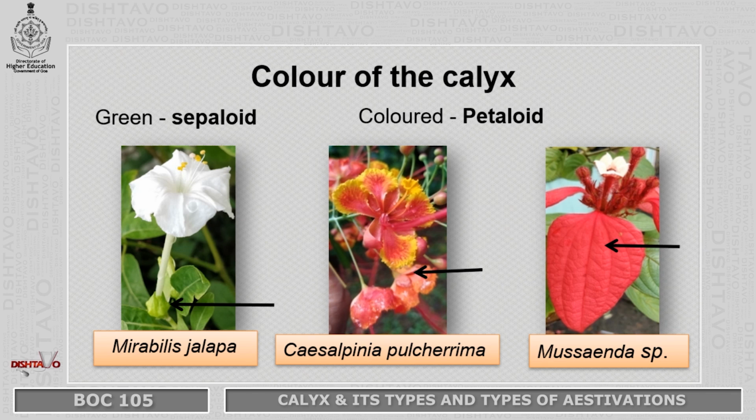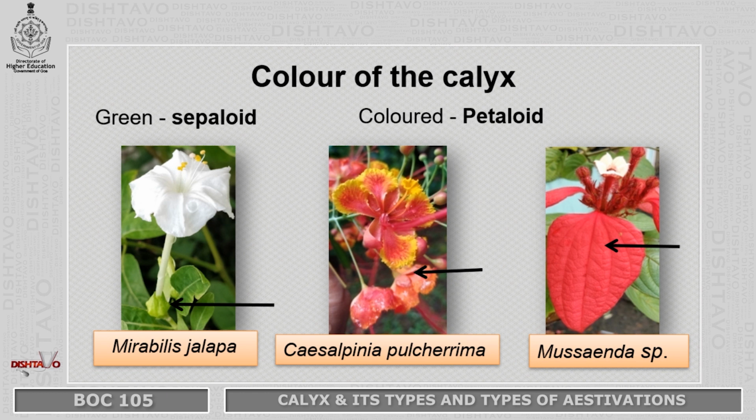In the majority of the plants, the color of the calyx is green. Green calyx is called as sepaloid calyx. There are some plants which show colored calyx. Colored calyx is called as petaloid calyx.